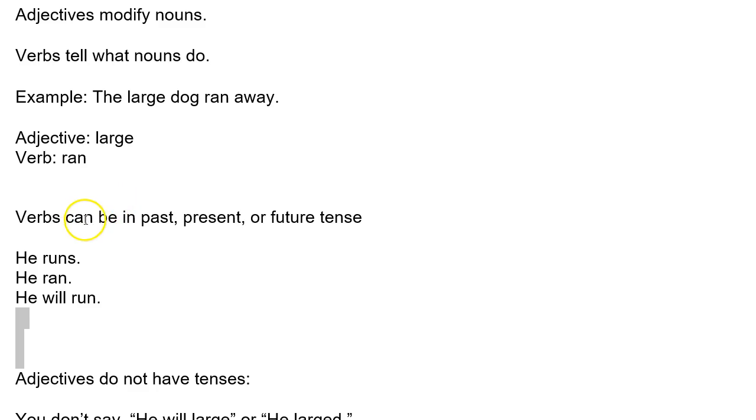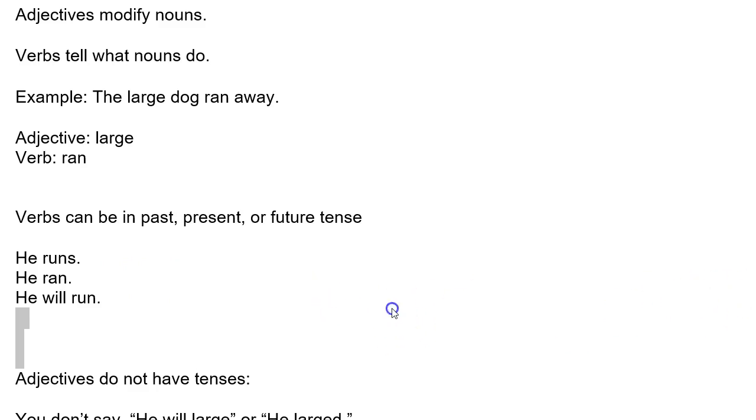Big thing, verbs can be in the past, they can be in the present, or they can be in the future. For example, he runs. That's happening right now. We call that the present. He ran. That means it happened before. It happened in the past. We call that the past tense. He will run. That means that's going to happen in the future. We call that the future tense.